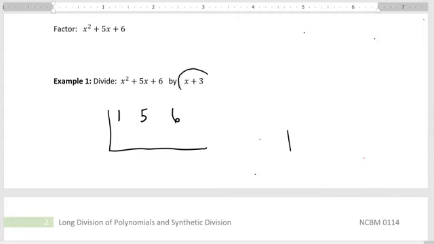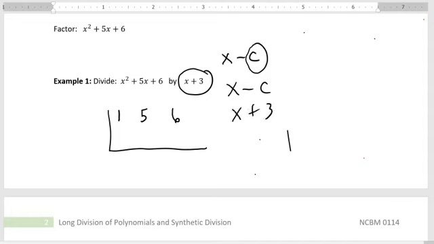And then for the x plus 3, we want to use x minus c. So we need to figure out what c is. So x plus 3, notice, can be written as x minus negative 3. So that would be the same. So our c is going to be negative 3. So essentially, if you see a plus 3, you're going to write the opposite, negative 3.